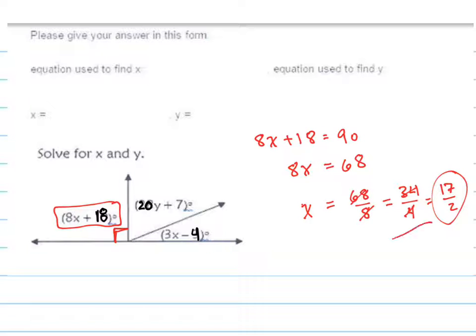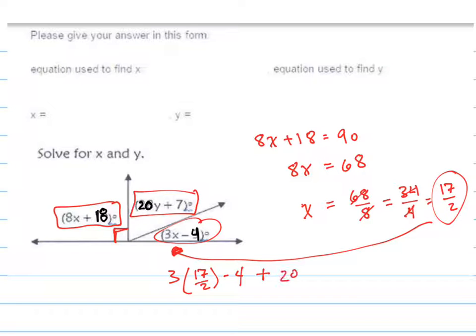And now we're going to plug that in to this right here. So 3 times 17 halves minus 4, plus this number, which is 20y plus 7, equals this angle right here, which is also 90 degrees, so equals 90. I'm going to teach you how to do this. It's no big deal. It's called clearing fractions. Let's first deal with these numbers. Negative 4 plus 7 is 3, and I'm going to move it to the other side. So 90 minus 3 is 87.